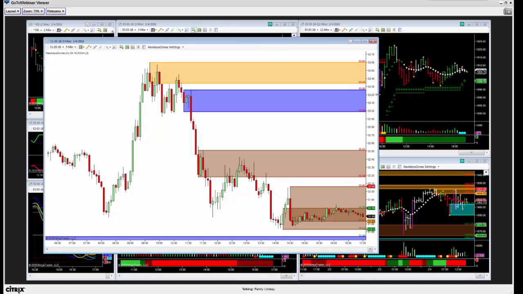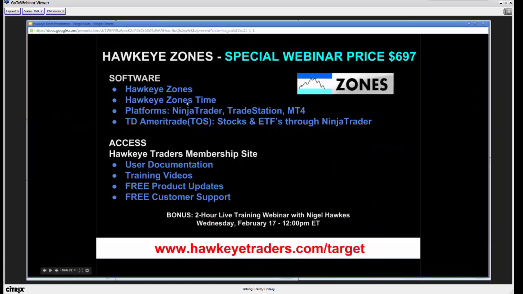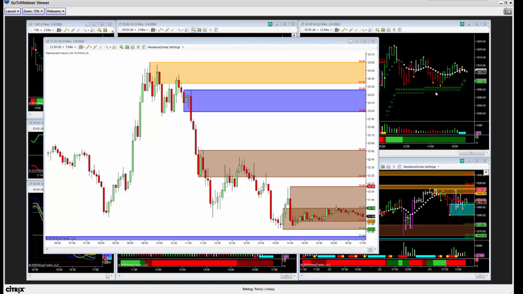Does the software package include tick and volume count indicators? No, the package only includes the Hawkeye Zones itself. So if you're looking for what includes only the zones and the zones time indicators. The other indicators I've shown on the charts were just part of my trading system, but those are all part of the Hawkeye system, but not part of what we're offering for you today. What's offered today are the Hawkeye Zone and the Zone Time software only.